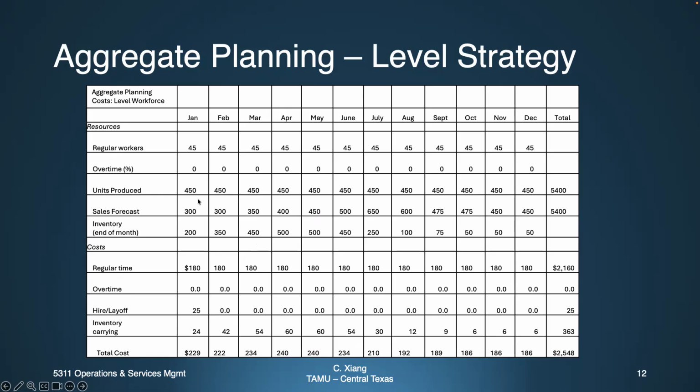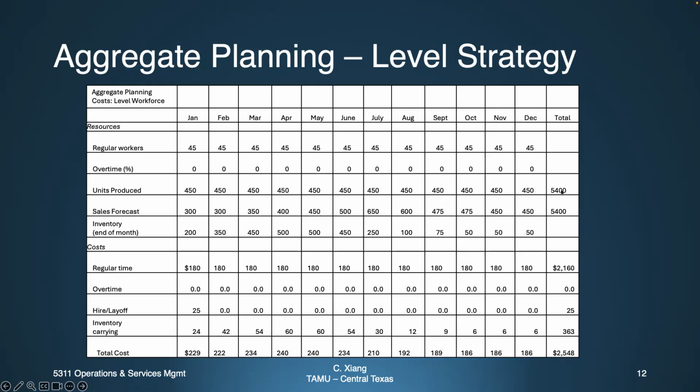Now let's look at the data. We have 12 months. This is a plan for a year, right? Very typical aggregate planning. The sales forecast shows relatively stable demand. Okay, but here, let's see, that's the forecast. It's not terrible, but we have a peak. We have a surge of demand in summertime, June, July, August. Okay, the total annual demand is 5,400.